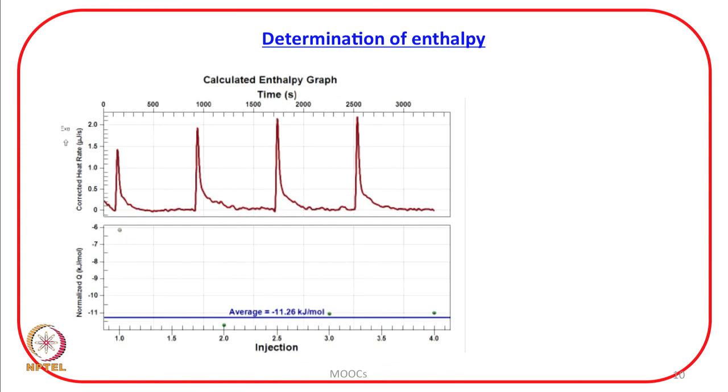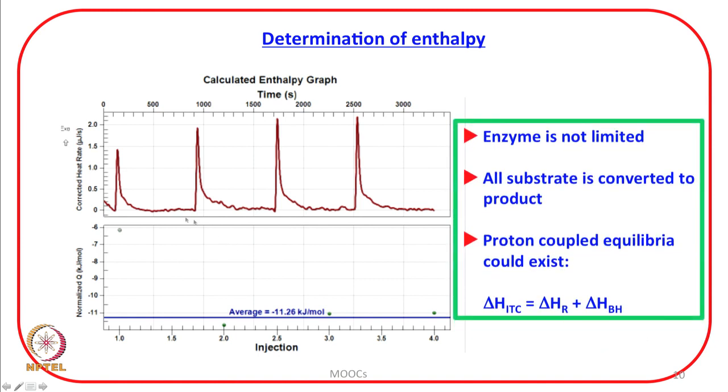Now, how do you determine enthalpy? You mix enzyme with the substrate or substrate with the enzyme, the way you want to design the experiment. And suppose you are adding substrate to enzyme, you make sure that enzyme is not limited, there is excess of enzyme. So, whatever is the amount of substrate added, it is converted to product. Then the area under the curve after proper dilution corrections can be divided by the number of moles, and that will give you the value of the delta H.